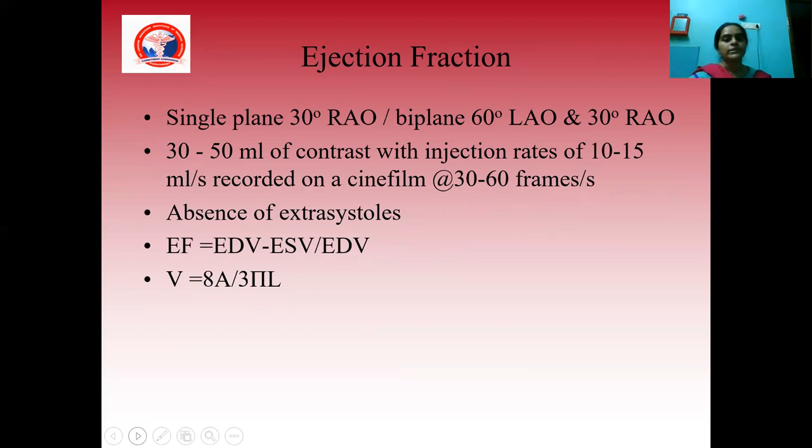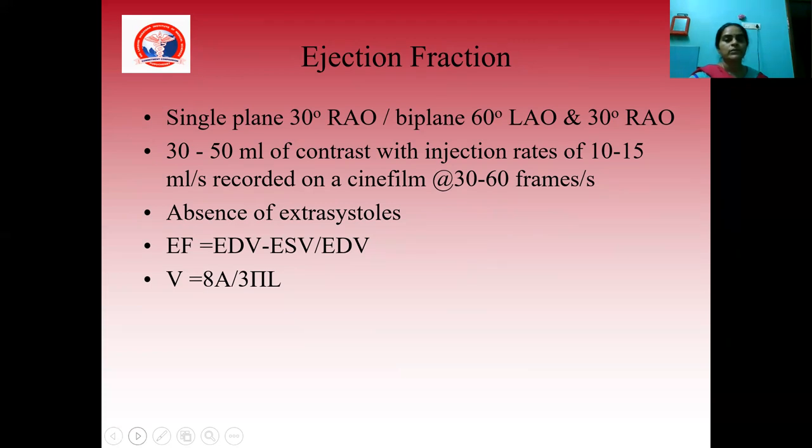Single plane 30 degrees right axis oblique, or biplane 60 degrees left axis oblique and 30 degrees right axis oblique. There should be 30 to 50 ml of contrast with injection rates of 10 to 15 ml per second, recorded at 30 to 60 frames per second. Absence of extra systoles.